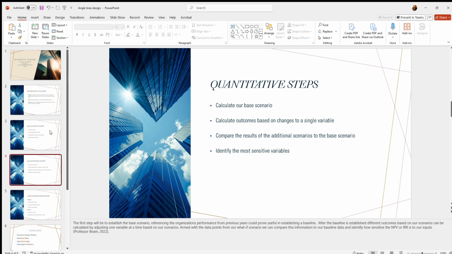Armed with the data points from our what-if scenario, we can compare this information to our baseline data and identify how sensitive the NPV or IRR are to our inputs. Professor Ikram, 2022.